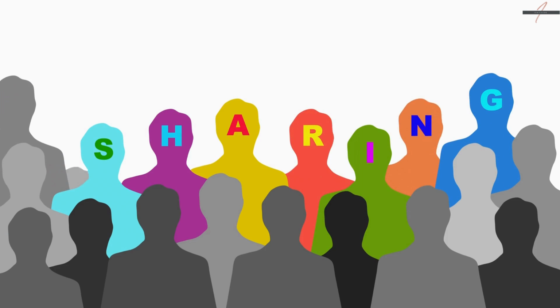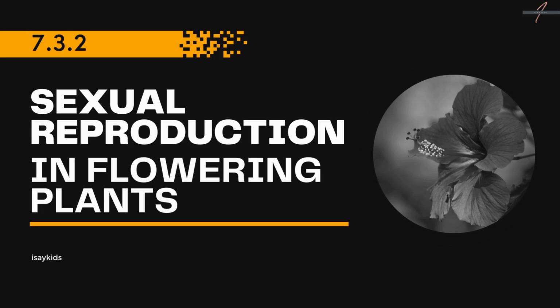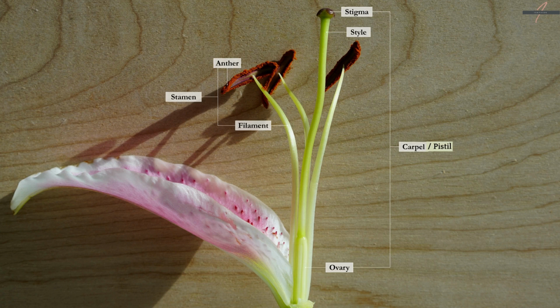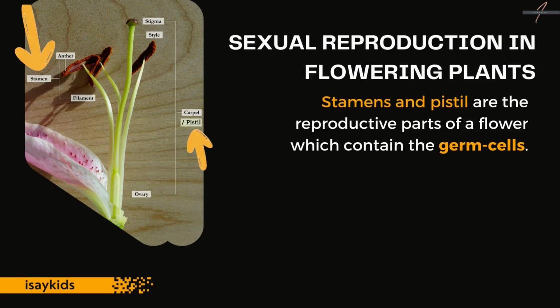Moving on to our next topic from this chapter, sexual reproduction in flowering plants. The reproductive parts of angiosperms are located in the flower. You have already studied the different parts of a flower: sepals, petals, stamens, and pistil. Stamens and pistil are the reproductive parts of a flower which contains the germ cells.